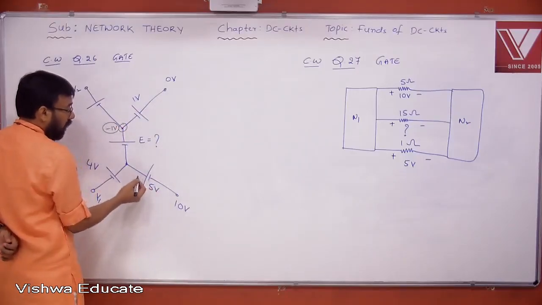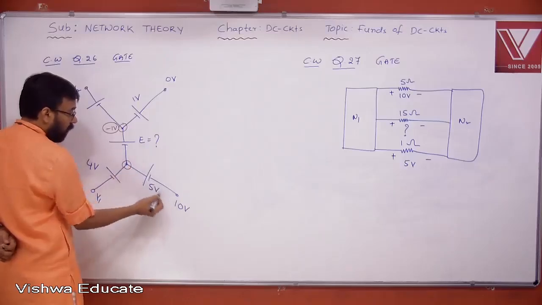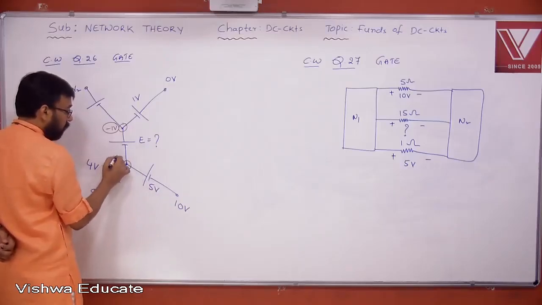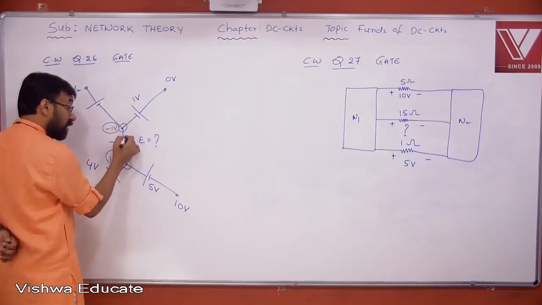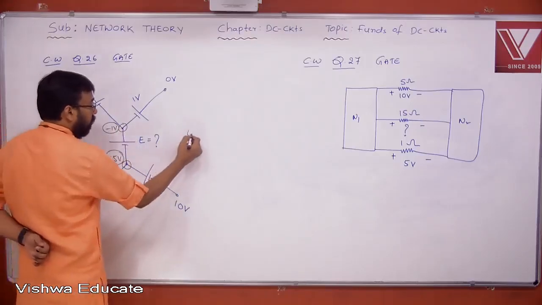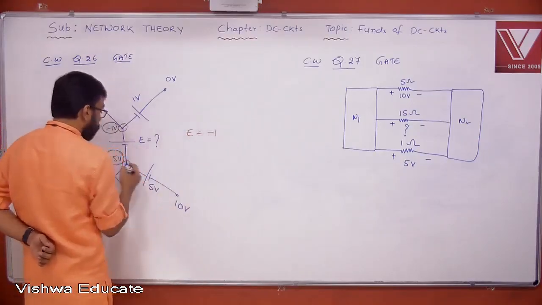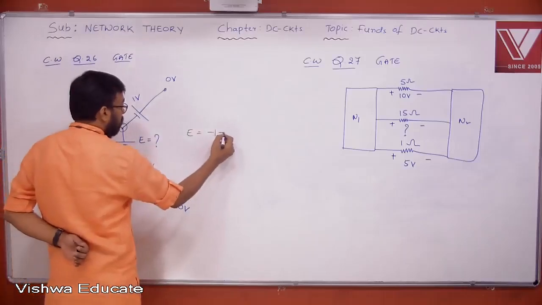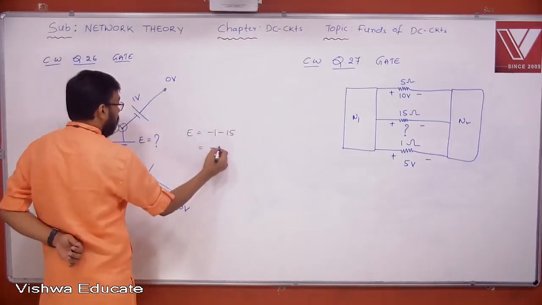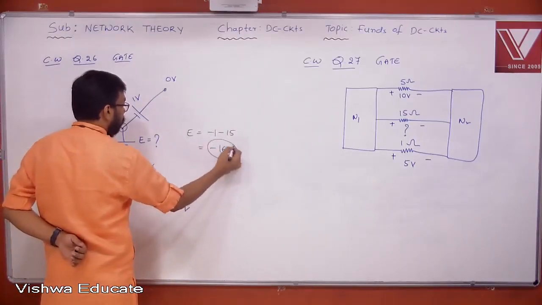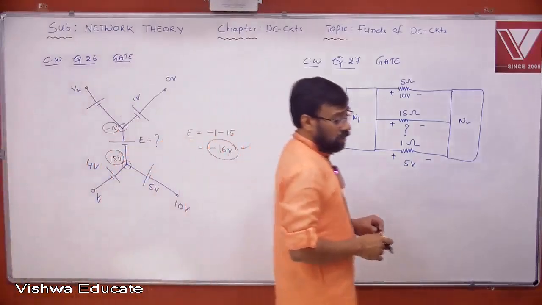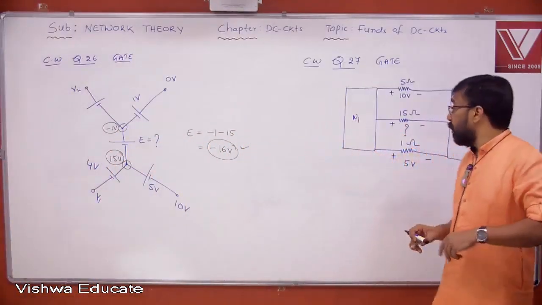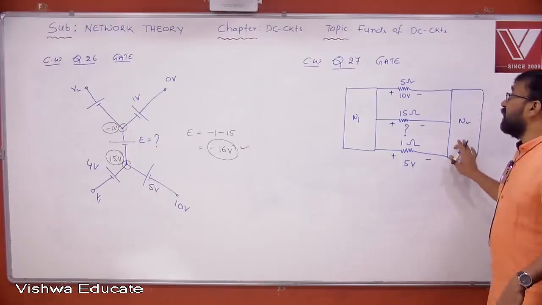Jump from lower potential to higher potential. Take the voltage. So 10 plus 5, 15 volt. This is plus, this is minus. That means you must assume this is greater. So therefore E can be written as minus 1 minus 15. That is minus 16 volt. Okay, it's a very simple problem. Now coming to the 27th problem.